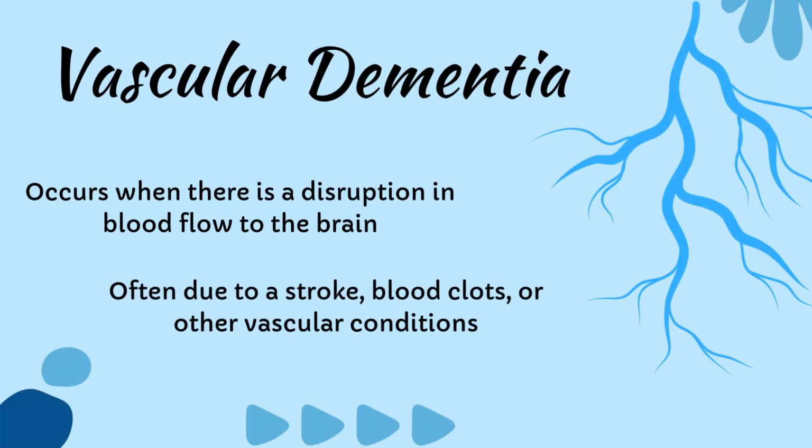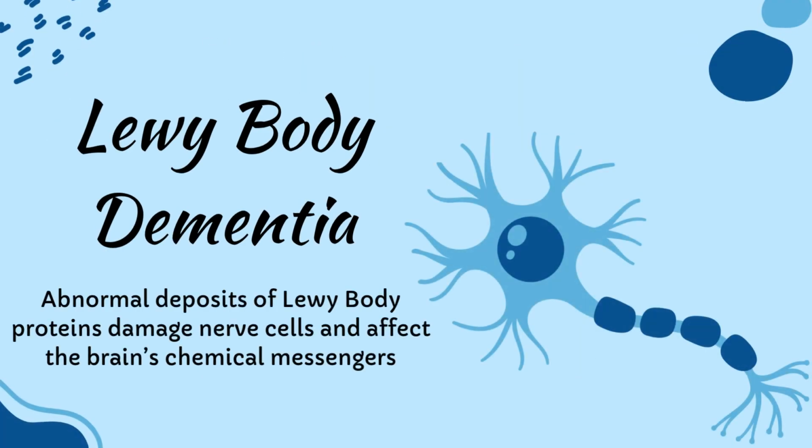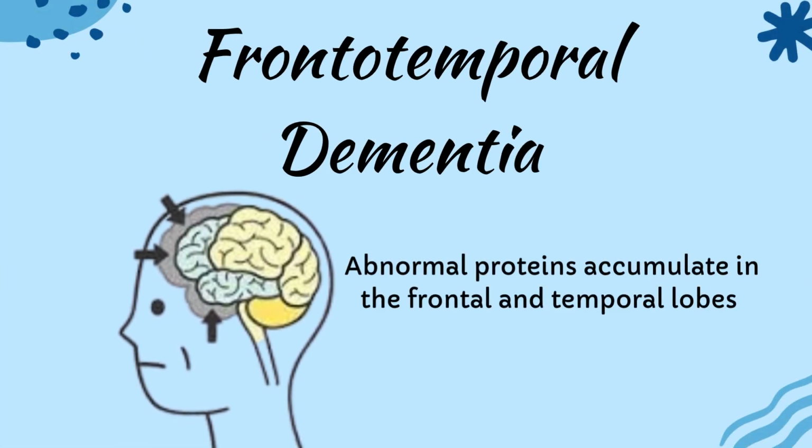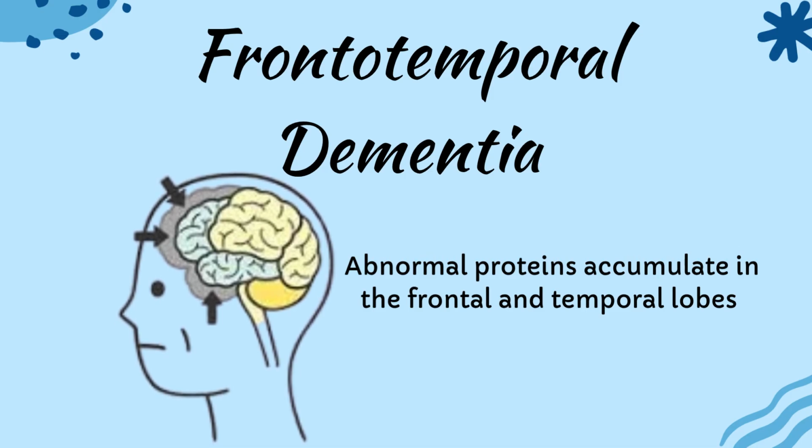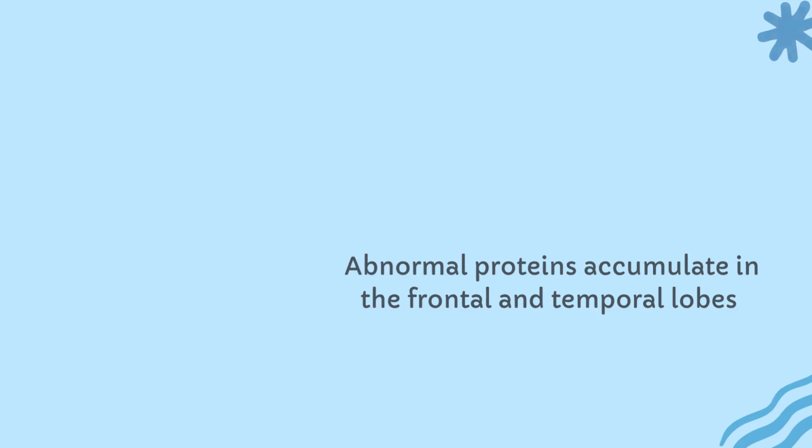Vascular dementia occurs as a result of a disruption in blood flow to the brain, such as a blood clot or a stroke. Lewy body dementia is characterized by abnormal buildup of Lewy body proteins in the brain, specifically in nerve cells. It is often associated with Parkinson's disease. The last type, frontotemporal dementia, is caused by abnormal protein buildup primarily in the frontal and temporal lobe.